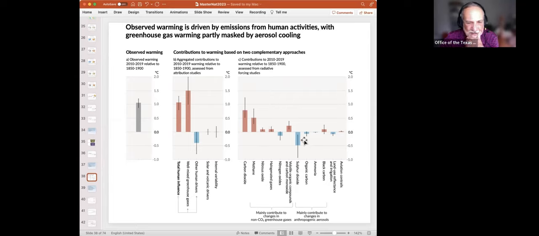On the cooling side, I said it was air pollution. Well, the biggies are sulfur dioxide and nitrogen oxides. Those are the sorts of things that are produced by coal-fired power plants. And they're basically tiny particles, sort of particles of sulfuric acid, that block sunlight because they make the air hazier, and so there's less sunlight that reaches the ground.